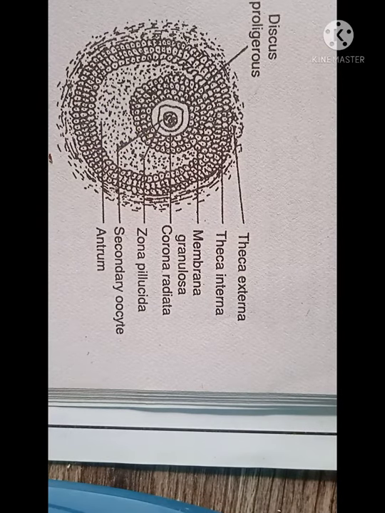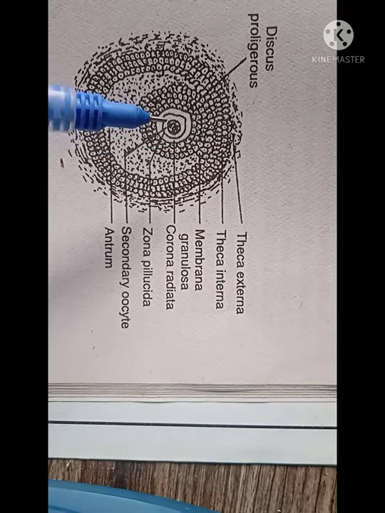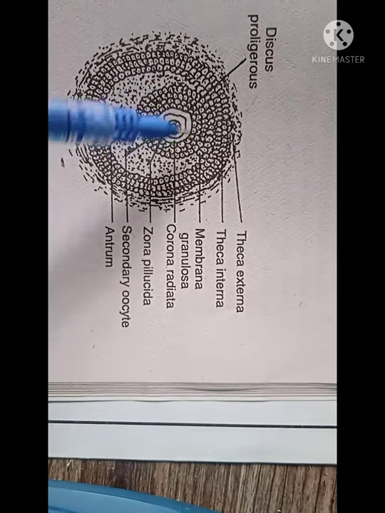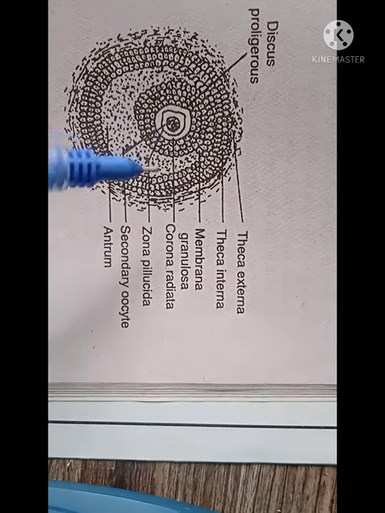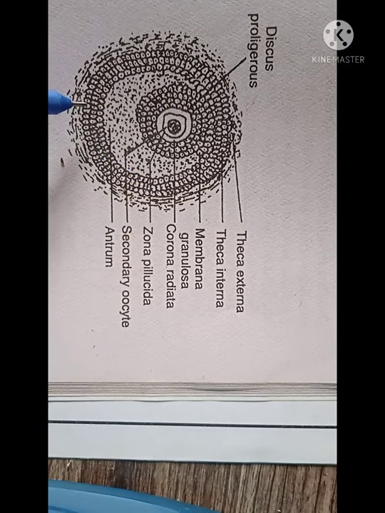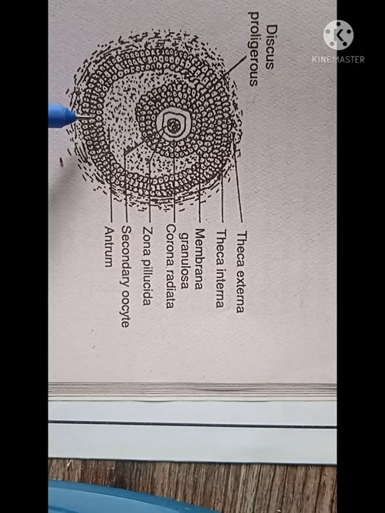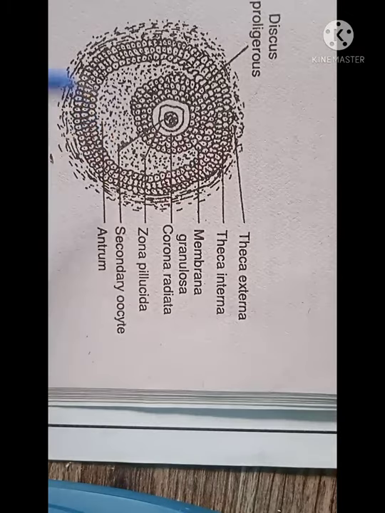The space between the ovum and the membrana granulosa has a cavity called the antrum. This cavity is called the antrum. The antrum is filled with a fluid called liquor folliculi. Here is present the fluid called liquor folliculi.